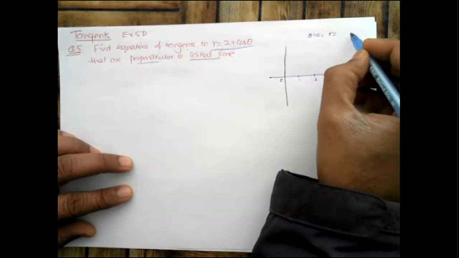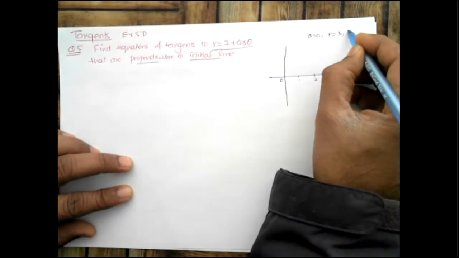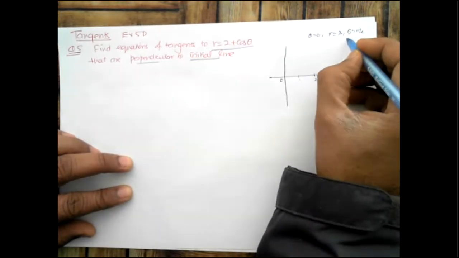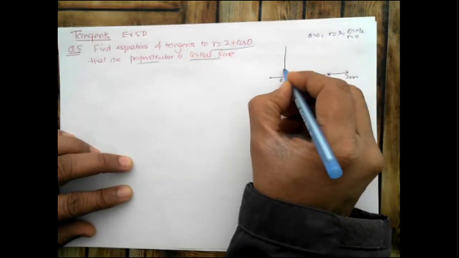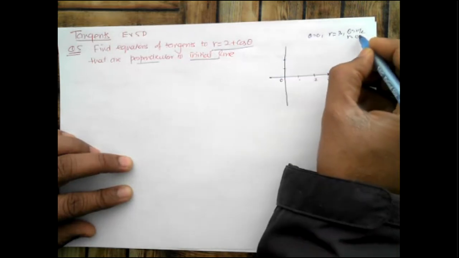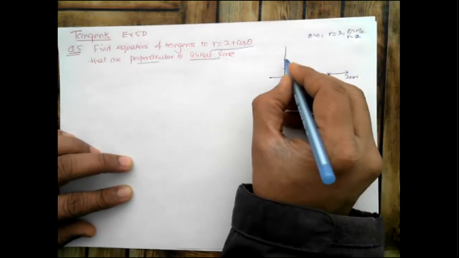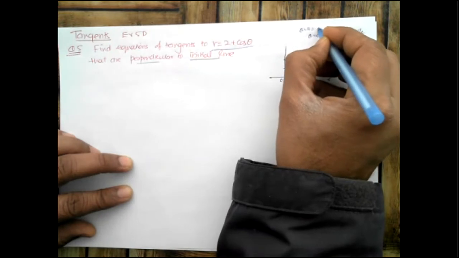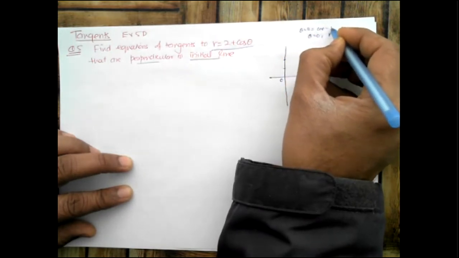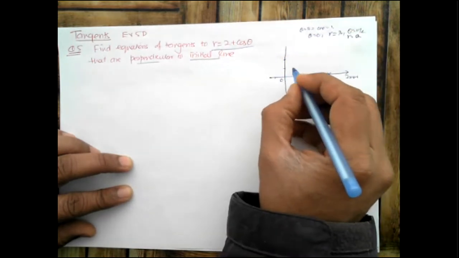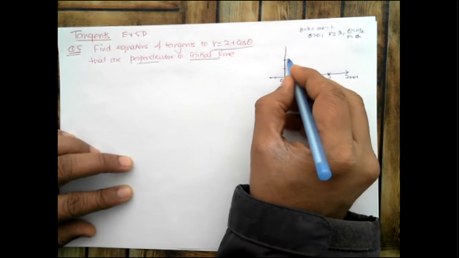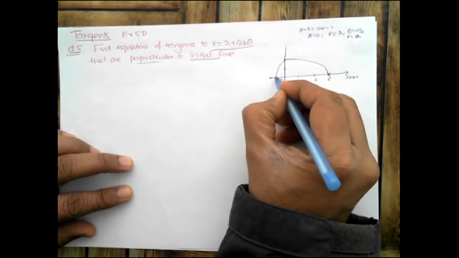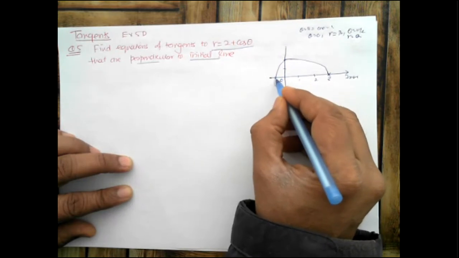Now theta equals pi by 2. Cos pi by 2 is 0, so r will be equal to 2, since 2 plus 0 is 2. Okay, and when theta is equal to pi, cos theta is equal to minus 1, so r is 1. Okay, so I'm looking at something like this, coming back there.